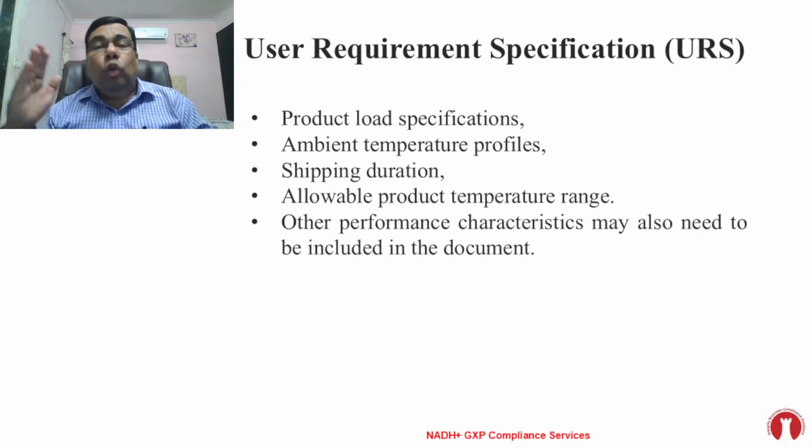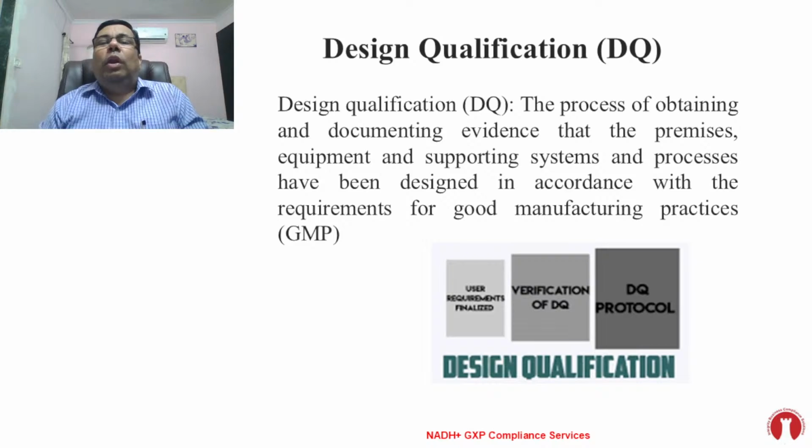It should contain the product load specification, ambient temperature profiles, and shipping duration, so what will be the shipping duration. The allowable product temperature range, so what is the maximum temperature range allowed for the product, and other performance characteristics may also need to be included in the document. Other performance means vibration studies can also be considered as part of the URS. Once you prepare the URS approved by your team, then you can go to DQ, meaning design qualification.